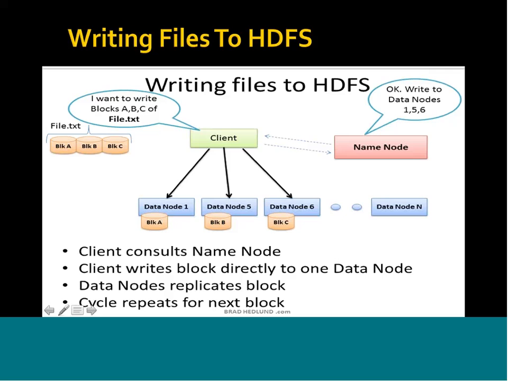So if you see here, file.txt has been split into 3 blocks: block A, block B, block C, right? After it has split it into blocks, your name node will tell you that now you can go and store these blocks on these data nodes: data node 1, data node 5, data node 6, right? So if you see now, once the name node tells the address to the client, the client goes and writes it to the notified data nodes which are told to him by the name node. Is that clear?